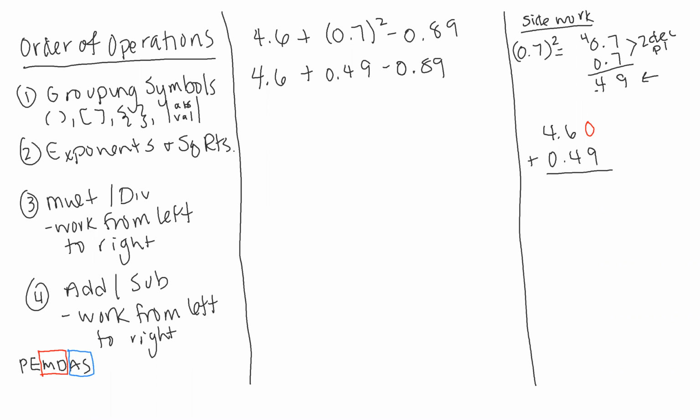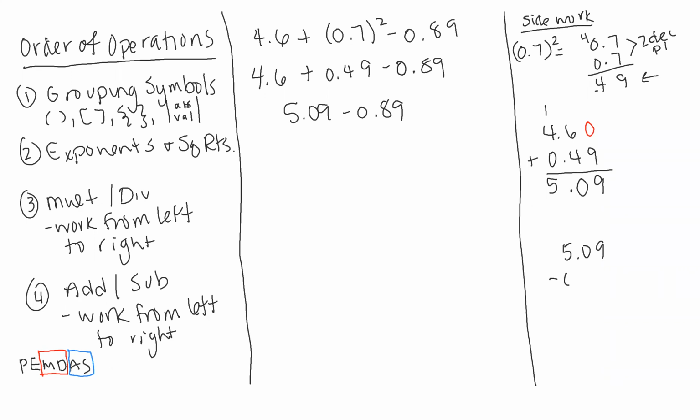And now I add 0 plus 9 is 9. 4 plus 6 is 10. So I keep a 0, carry a 1. 1 plus 4 plus 0 is 5. And notice I dropped my decimal down into my answer. Now we've got one final step.